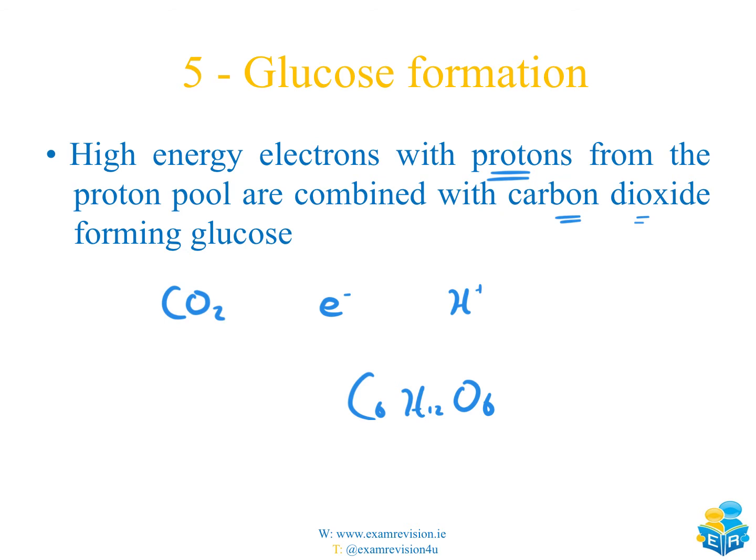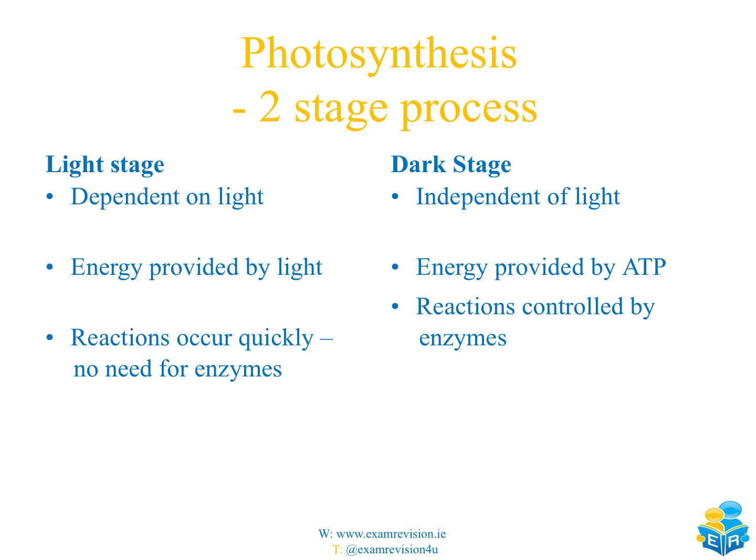So we're going to look at photosynthesis in more detail now, and we're going to look at it in terms of a 2-stage process. We have our light stage and we have our dark stage. The reason it's called the light stage is because it's dependent on light. The reason it's called the dark stage is because it's independent of light. It doesn't need light to happen. The light stage needs light for it to happen. So energy is provided by sunlight.